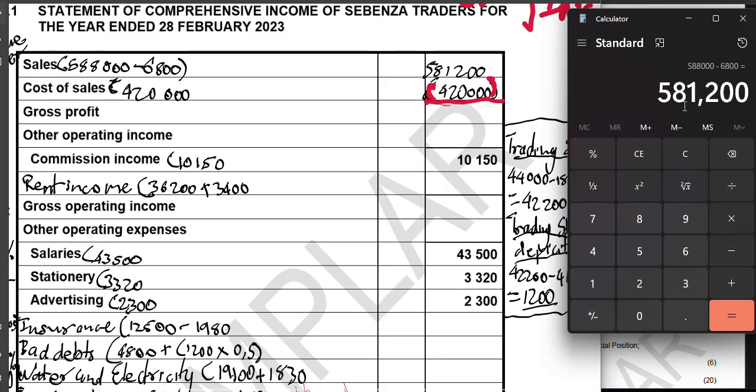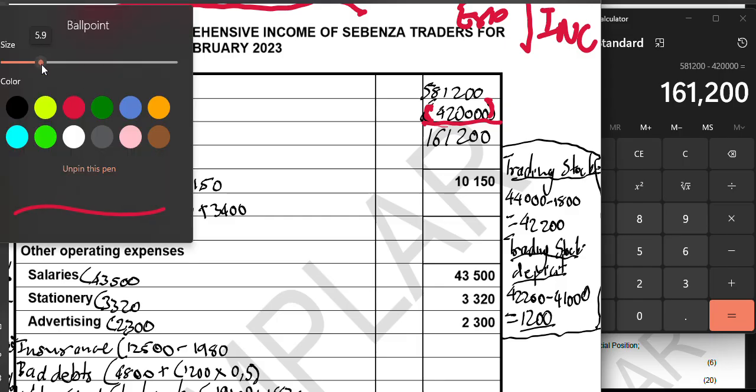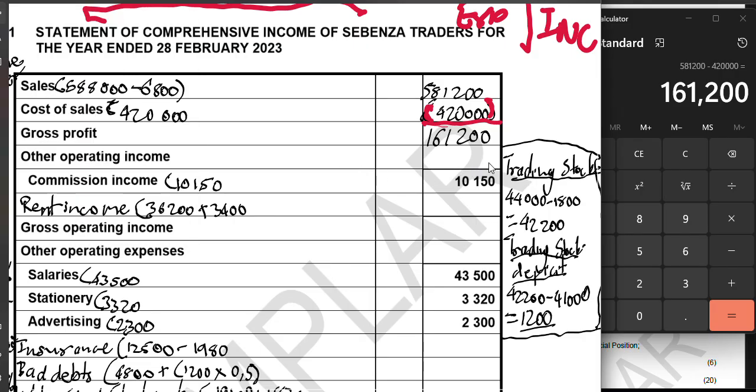Now we are going to say the answer that we received minus 420,000. That is going to give us 161,200. So we come back here and write the answer, 161,200. This is going to be our gross profit. And then right here, ladies and gentlemen, we are going to look at the accounting lines. These are the calculation borders. We need to have calculation borders.